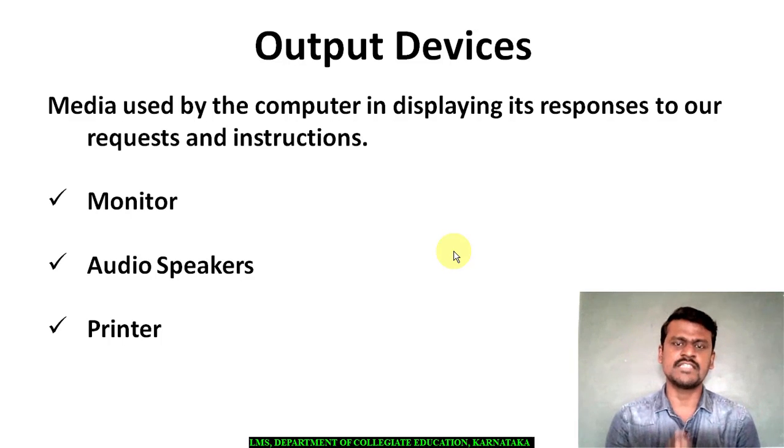An output device is nothing but, as you have seen in the block diagram of the computer, something that is used for displaying the result or output from the CPU.